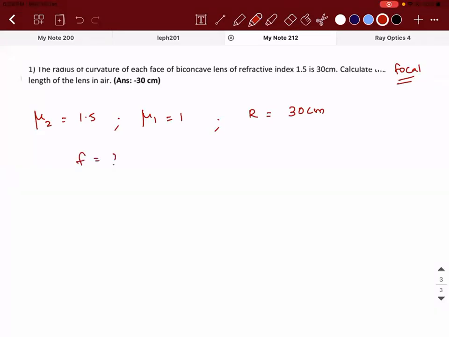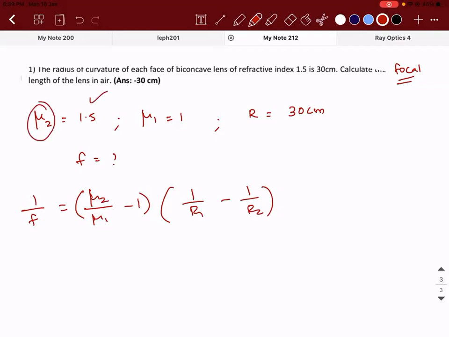So f is equal to what? Shall we start? What is the formula? 1 by f is equal to mu2 divided by mu1 minus 1 into 1 by r1 minus 1 by r2. Guys, listen to this carefully. How did I choose mu2 as 1.5? Mu2 in the formula is always the refractive index of the refracting material. Here, which material is adding to the refraction? It is the glass, the material with which that lens is made up of. Okay, so R1 and R2 are same. So if I take it like this is R1 and this is R2.